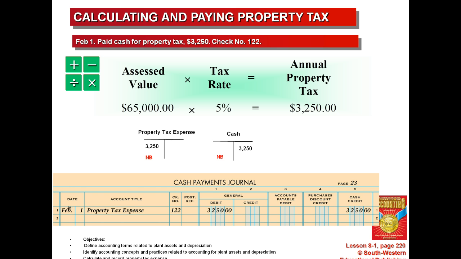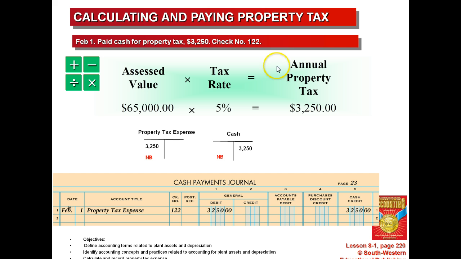We are increasing the amount of our expense, right? We had no expense, and then we calculated our property tax expense, and now we have $3,250 in expense. We reduce the amount of our cash with a credit because we paid that out. And so the next thing we need to look at is where we journal it. Well, we already determined that if we pay cash for something, it's going to go in our cash payments journal.